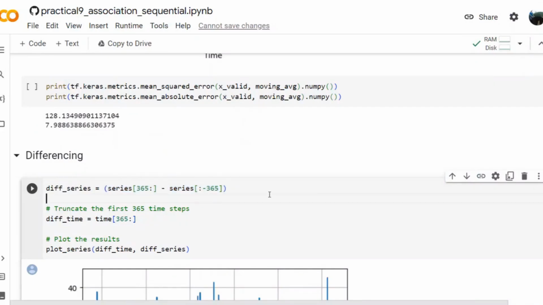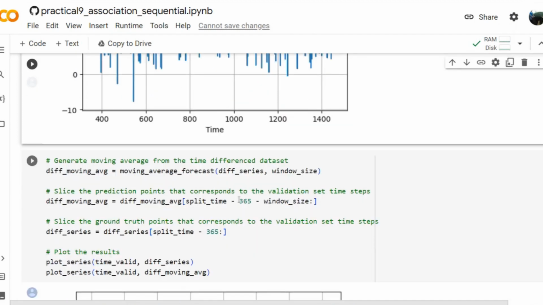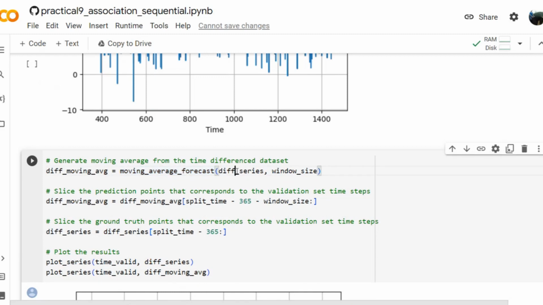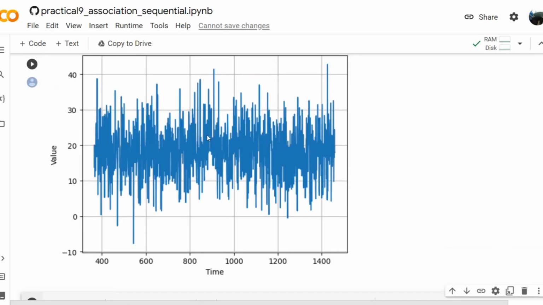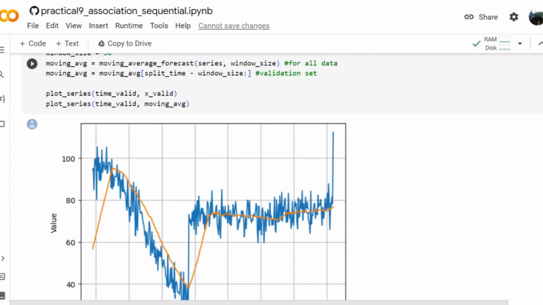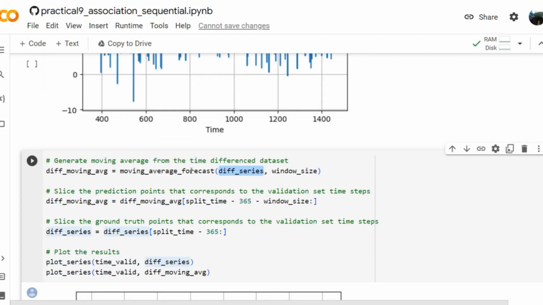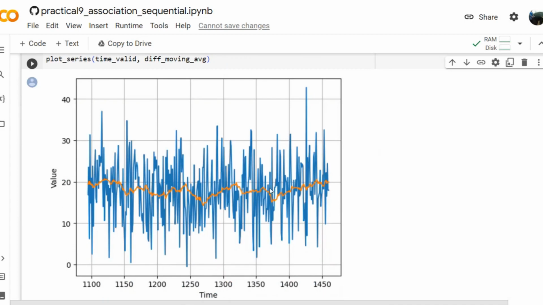Okay, we're not done yet. Now we have just done the differencing. Now we reapply the moving average, but notice on the difference data, on this one. Now we are applying moving average on this data, no more on the original data. Because we removed trend and seasonality, then we apply moving average. Then we can plot again for the validation set.